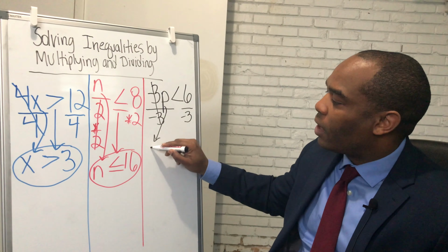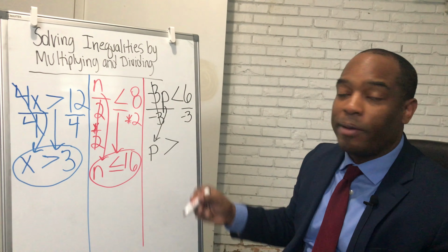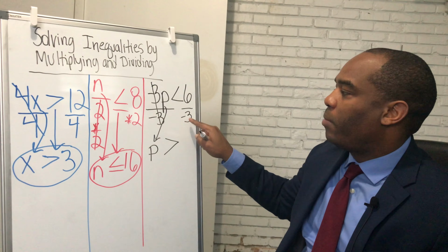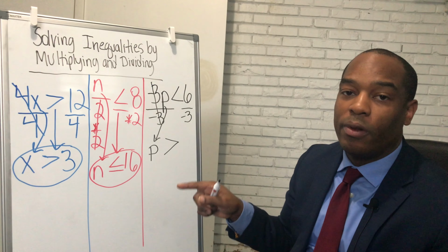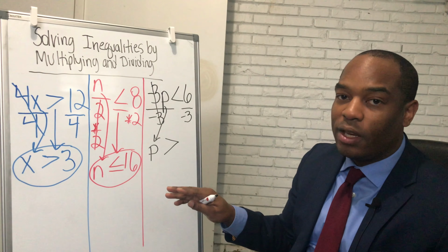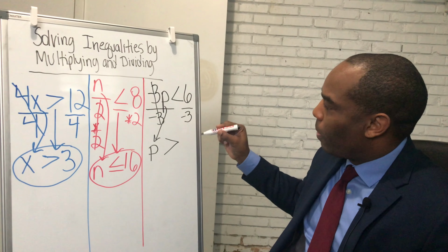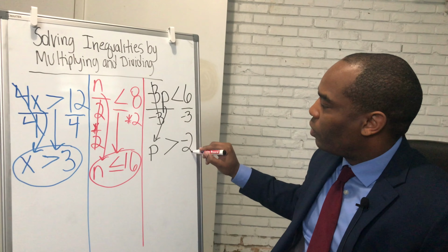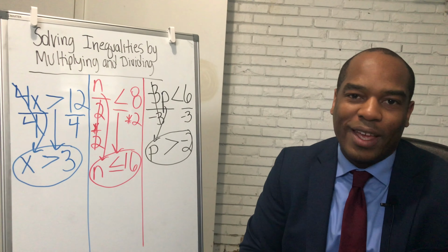And now my inequality that used to say less than will now say greater than, because I flipped it, given that I divided by a negative. Dividing or multiplying by a negative means I must flip the inequality. 6 divided by a -3 gives me a -2. And there's my solution. P is greater than -2.